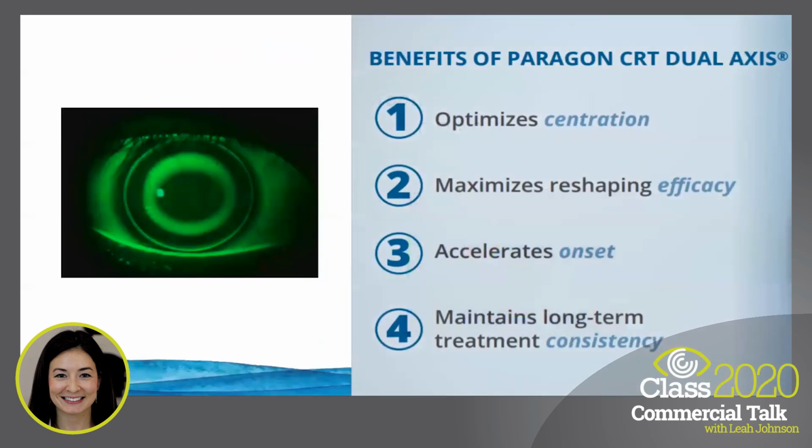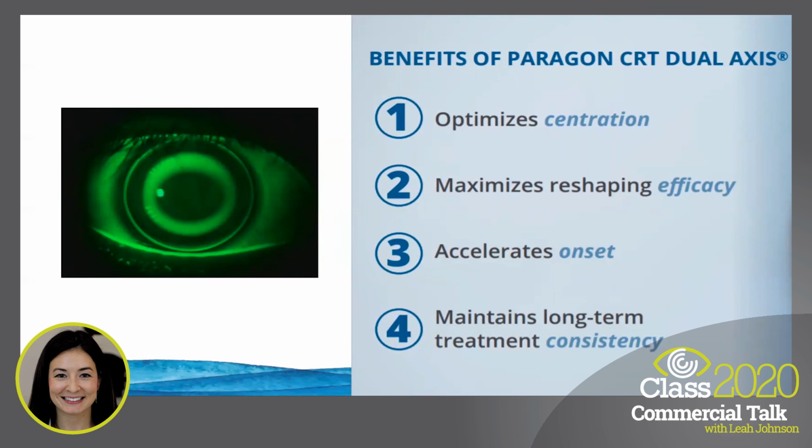So this patient was wearing Paragon CRT dual axis lenses. And any patient with corneal toricity greater than 3/4 of a diopter calls for a dual axis lens. But really, even for patients who are borderline between spherical or dual axis lens, a dual axis lens will lead to a faster onset. We have studies showing that it leads to 50% faster reduction in myopia.